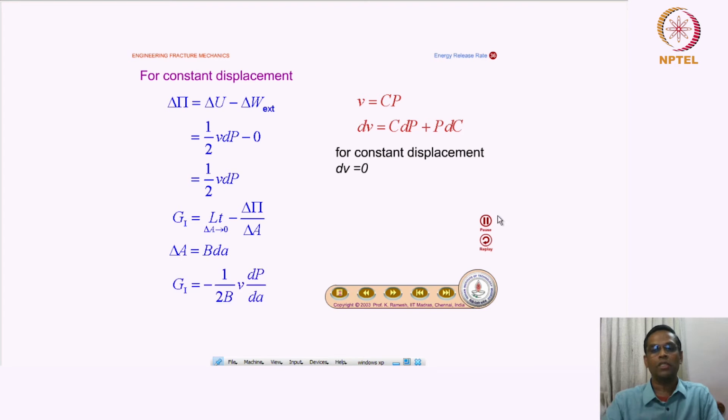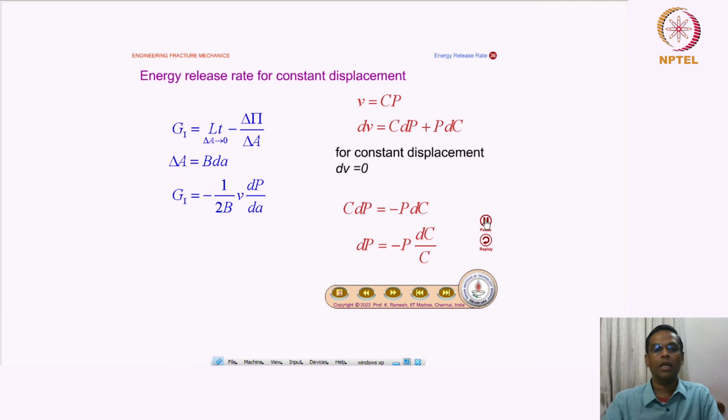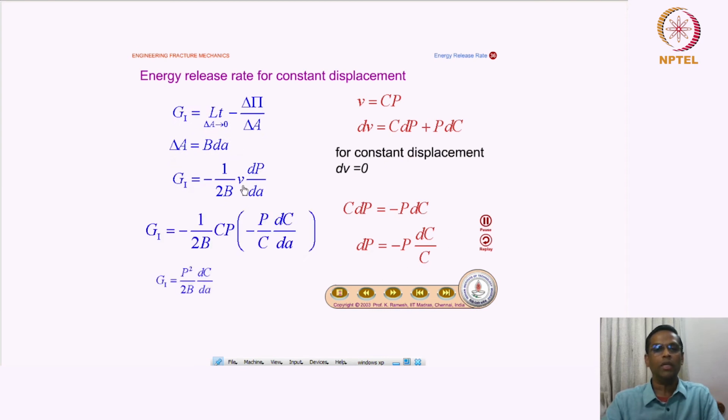Then it becomes C dP is equal to minus P dC, and you can substitute this dP into this, and with V equal to CP, you get the same expression: G1 is equal to P squared by 2B times dC by dA. So this again reinforces that whether it is a constant load or constant displacement experiment, the energy available for the crack extension is the same. That is nicely put forward by this compliance concept as well.